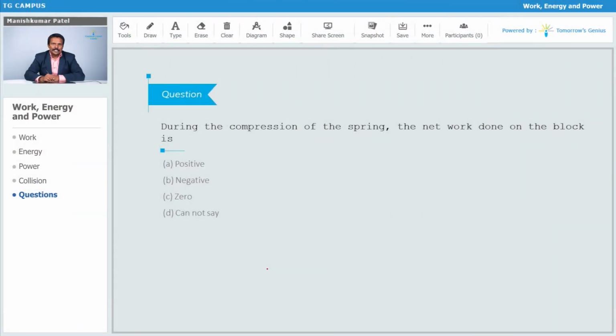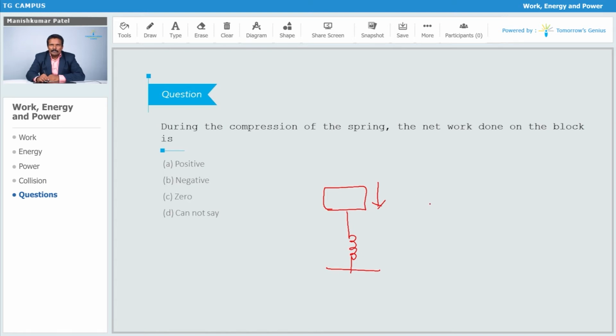Let's see the next question. During the compression of a spring, the net work done on the block is... So obviously, during the compression of the spring, assume there is a spring over here, and I'm just going to keep a block over there. The kinetic energy of that block has been given to this spring, so it gets converted into potential energy.